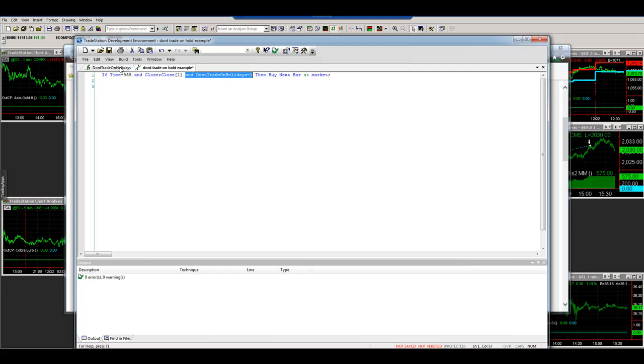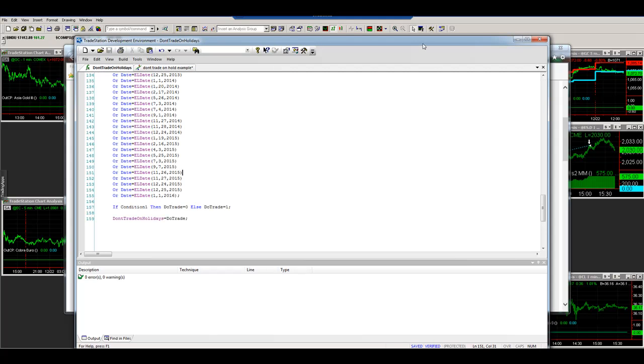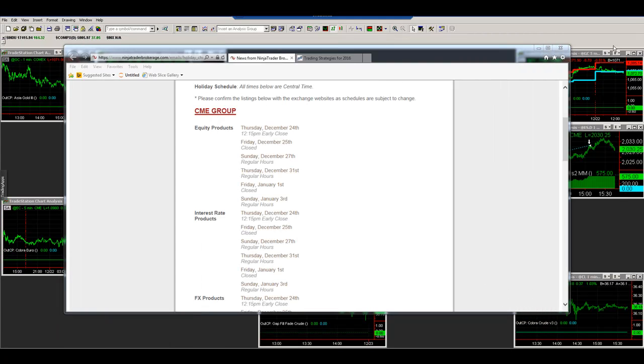And if you have the portfolios, I send this Don't Trade on Holidays separately as open code, and you can update the dates in here and then verify it, and you won't have to worry about trading on holidays. So that is the update on how to do that.